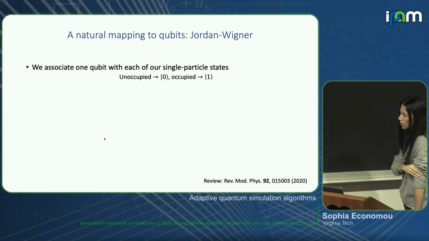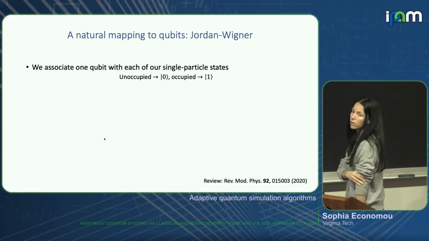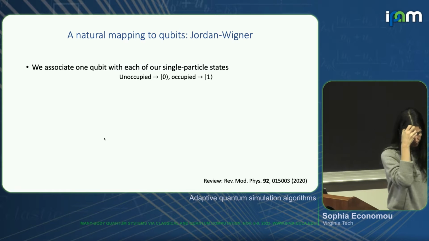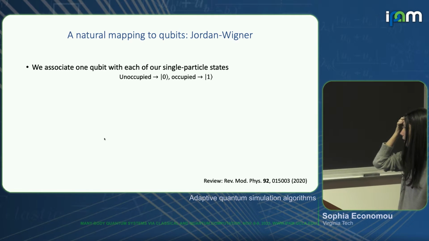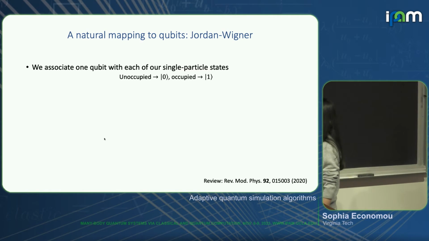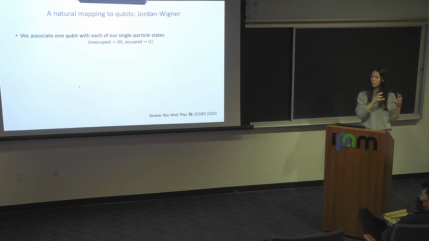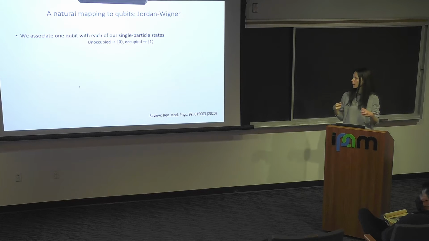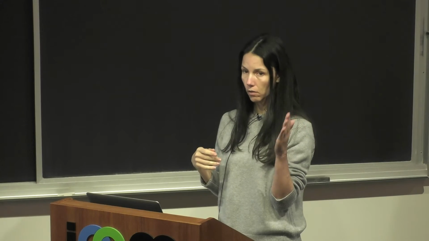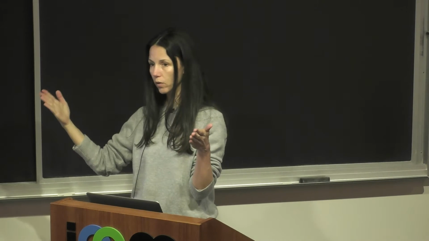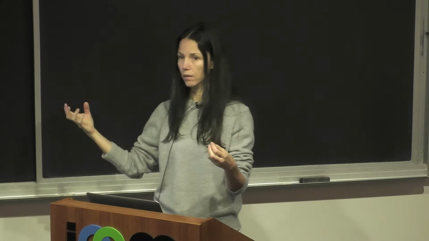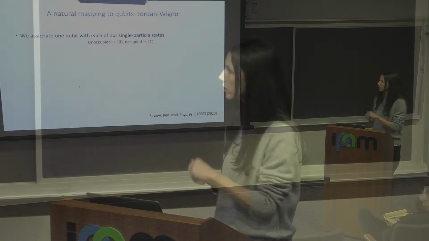So this is the most natural way to map to a quantum computer. It's not the only way. I'm not going to talk about other mappings, but that's an active area of research as well. But let's just take this straightforward mapping where we map orbitals to qubits. An unoccupied orbital, let's say the jth orbital, will be mapped to the jth qubit. If it's unoccupied, I'll have that qubit in state 0. If it's occupied, the qubit will be in state 1, as shown over here.